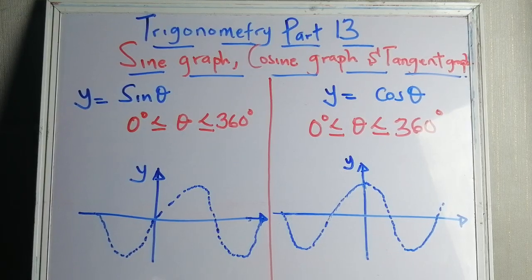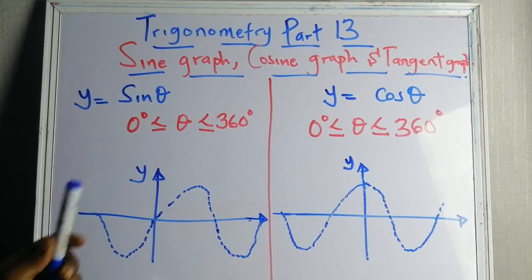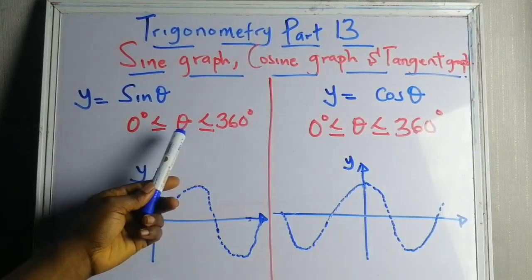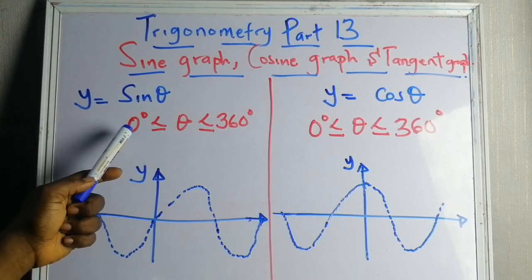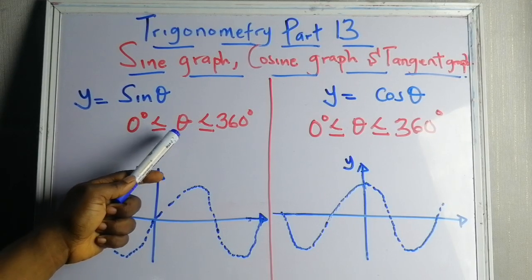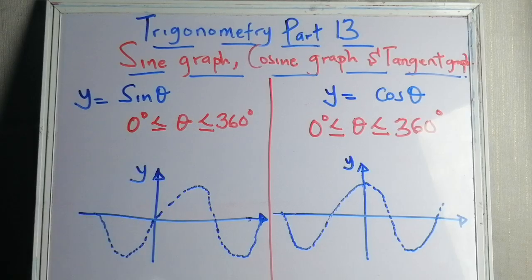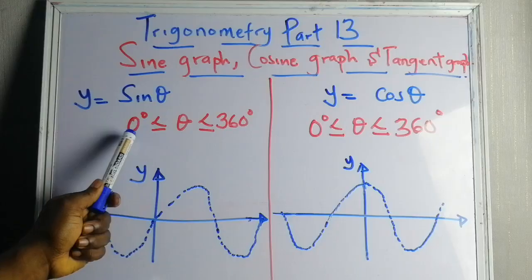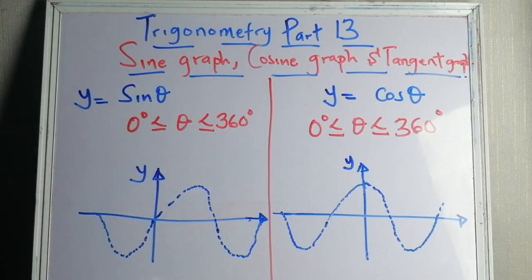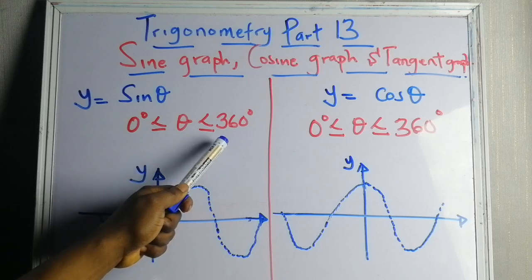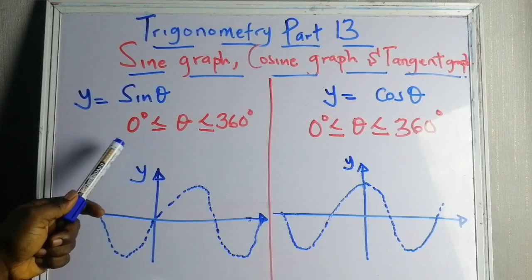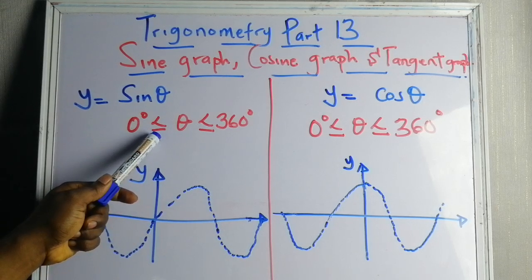If you look at it very well, my theta can range from, this is the inequality sign. When we get to inequality, you will understand better. So this means that 0 degree is less than or equal to theta, is less than or equal to 360. That is, theta ranges from 0 to 360. That is the meaning.